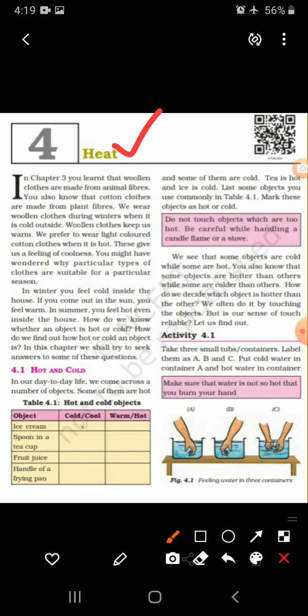Let us start an activity. In our day-to-day life, we come across a number of objects. These common objects are given in table 4.1. You have to check whether the object is hot or cold. Ice cream is cold. Spoon in a teacup, it's warm. Fruit juice, it's cold. Handle of a frying pan, it's warm or hot.